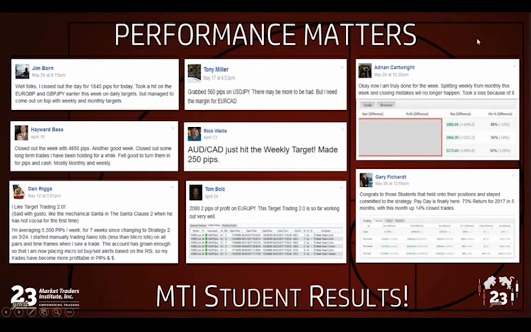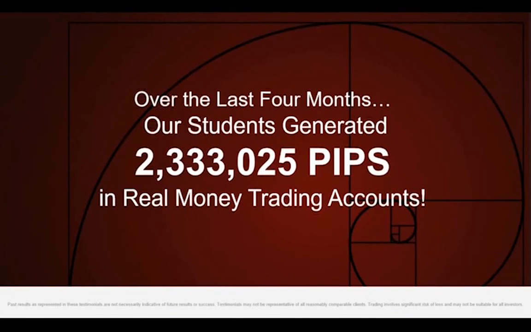Now, in the last 4 months, if you remember what I said before, you can trade directly from our charts, but it is your own brokerage account. So it's not our money, it's your money in your accounts. But we are able to see it.